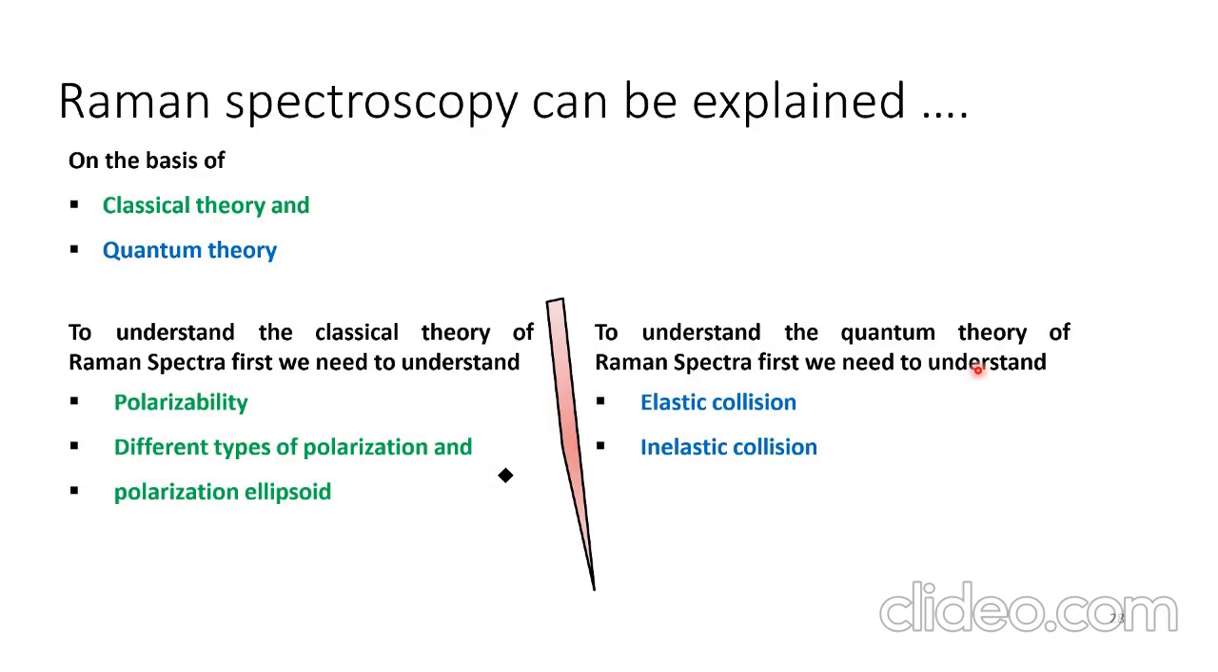Raman spectroscopy can be explained on the basis of classical theory or the quantum theory. For the classical theory, we need to understand the polarizability, different types of polarization, and what is polarization. However, for the quantum theory, we need to understand the elastic scattering and inelastic scattering.